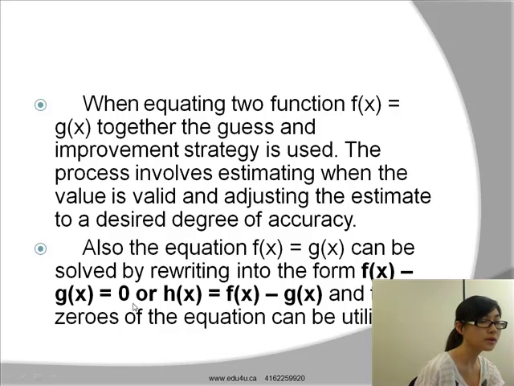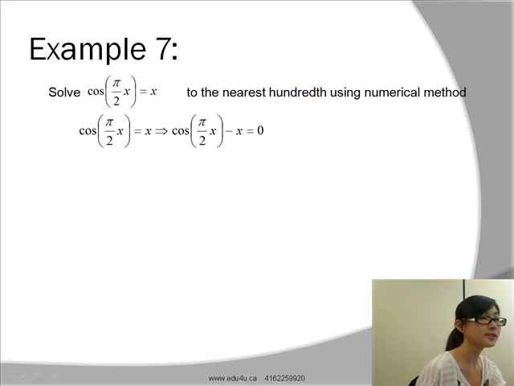Also, the equation f of x equals g of x can be solved by writing it into the form f of x minus g of x equal to 0. Or let h of x equal f of x minus g of x. And for this case, h of x will be equal to 0. And the zero of the equation can be utilized.